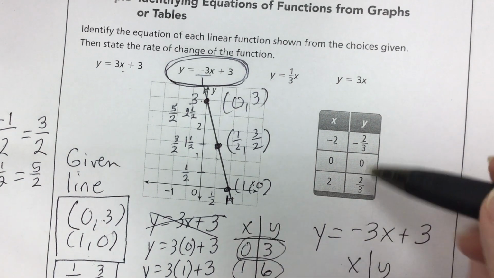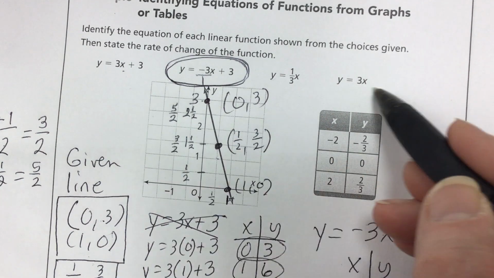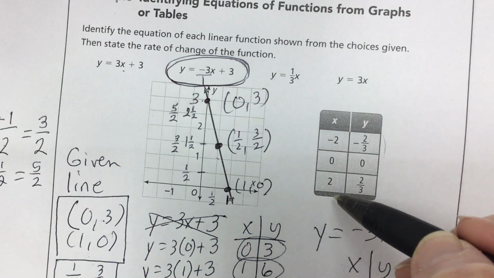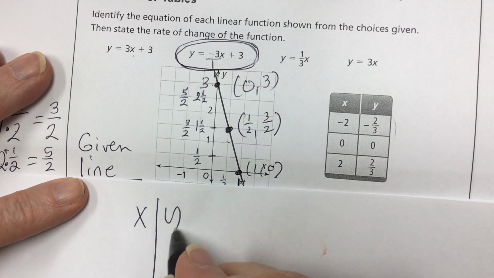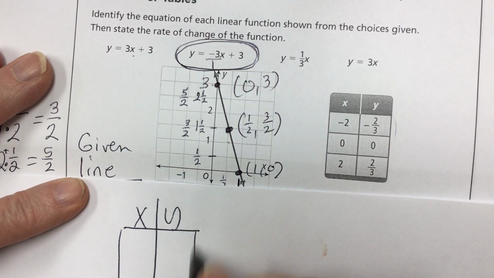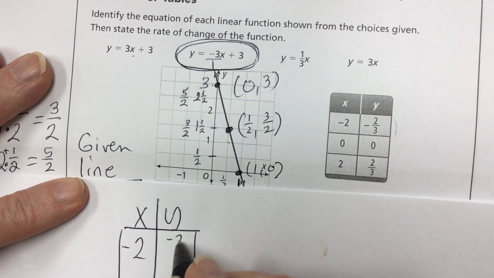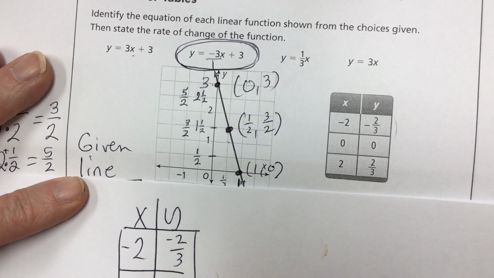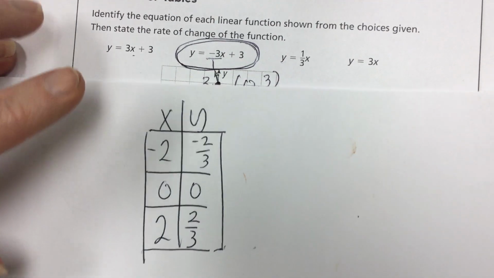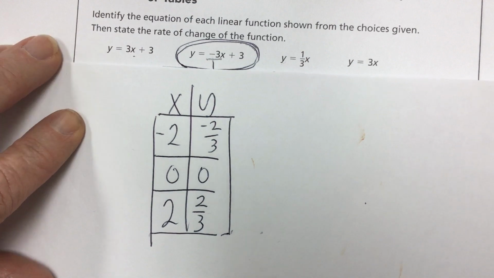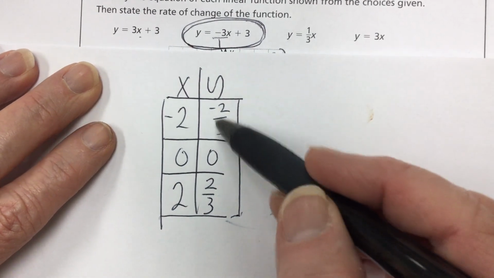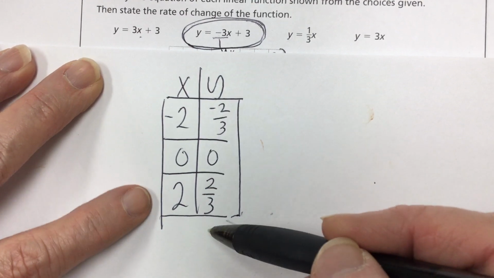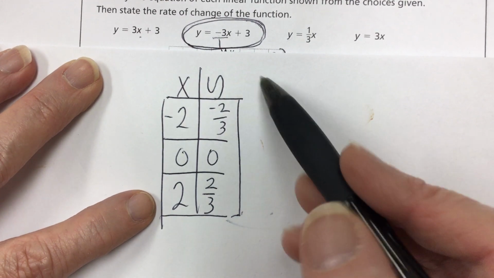Next, let's determine which one of these 4 equations matches this table. Okay? So I'm going to recopy that table. I have the table. Negative 2, negative 2/3, 0, 0, and positive 2, positive 2/3. Okay? So I'm trying to pick which one of these equations is the equation that represents this table of values.